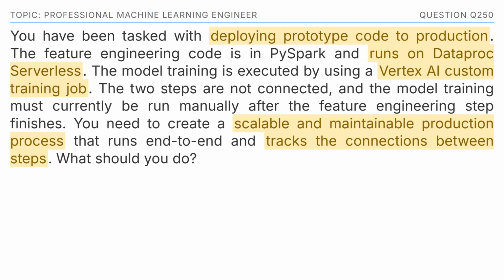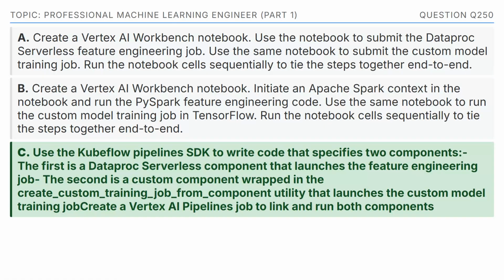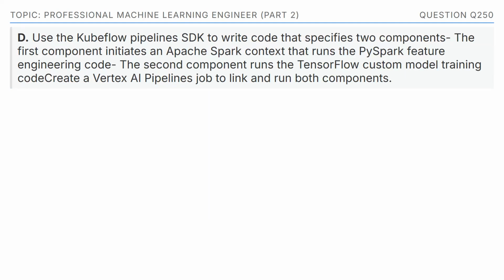To arrive at the correct answer, we focus on the keywords: deploying prototype code to production, runs on Dataproc serverless, Vertex AI custom training job, scalable and maintainable production process, tracks the connections between steps. The correct answer is option C. Use the Kubeflow Pipelines SDK to write code that specifies two components. The first is a Dataproc serverless component that launches the feature engineering job. The second is a custom component wrapped in the create_custom_training_job_from_component utility that launches the custom model training job. Create a Vertex AI Pipelines job to link and run both components. Review the options on screen.